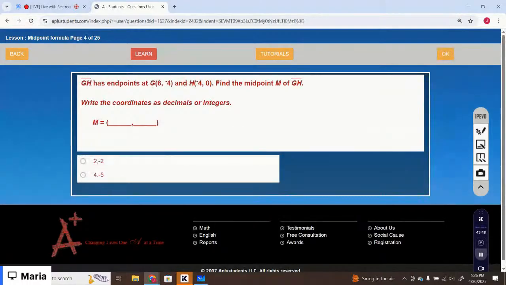G has the points 8, negative 4, and H has the coordinates negative 4, 0. Find the midpoint M of GH. So which is the correct option? Option number 1 is the correct option. That is 2 and negative 2.